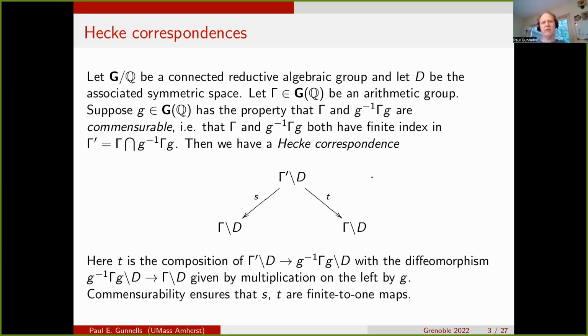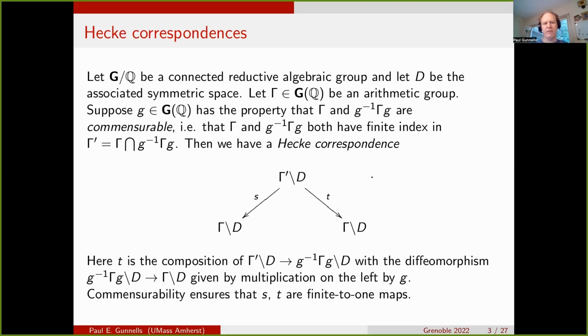And we pick an element in the rational points of G that has the property that both gamma and the conjugate of gamma by the element on the right are commensurable. So both of those groups have to have finite index in their intersection. Then we can make this kind of diagram out of that. So I have the locally symmetric space on the bottom there, both sides of the bottom, and then I have a different locally symmetric space at the top coming from the intersection of these two.